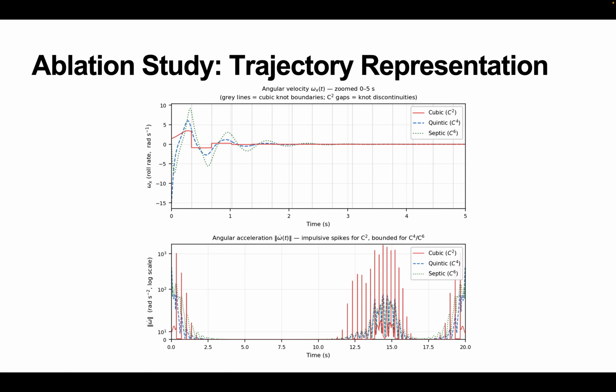We also compare the different trajectory representations. Cubic trajectories only provide C2 continuity, so angular velocity becomes discontinuous at each knot, which leads to impulsive torque demand. In contrast, quintic trajectories provide C4 continuity, which is enough to keep the recovered torque command continuous. Therefore, we choose quintic trajectories as the minimum sufficient representation for quadrotor planning. And of course, septic provides C6 continuity, so it satisfies the condition that I've mentioned before.